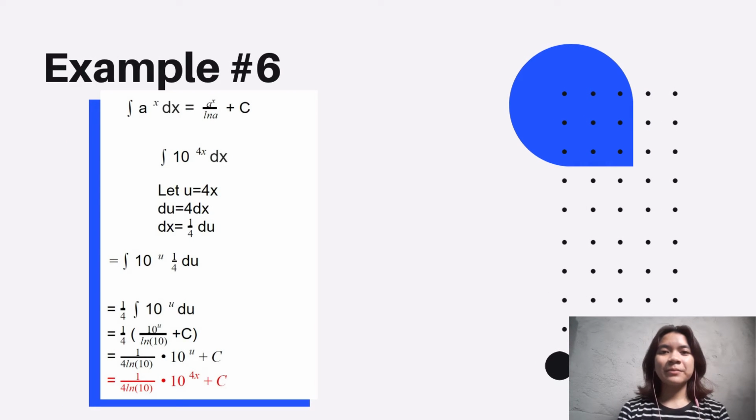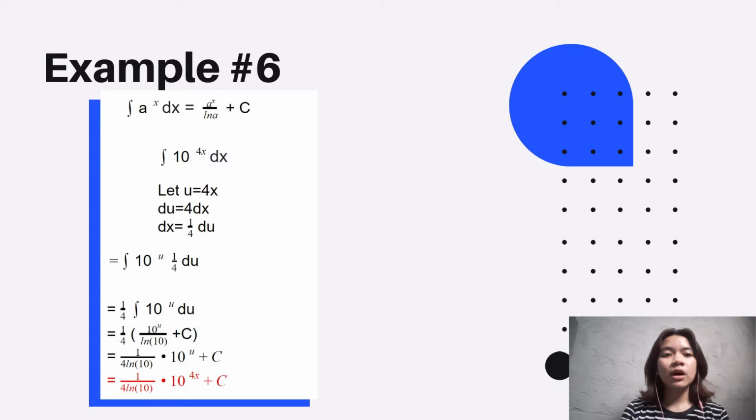The sixth example is the integral of 10 raised to 4x times dx. Here we'll let u be 4x, du will be equal to 4 dx, and dx is equal to 1/4 du. Substitute, we'll have 10 raised to u times 1/4 du. We can separate 1/4 and it will be 1/4 times 10 raised to u du.